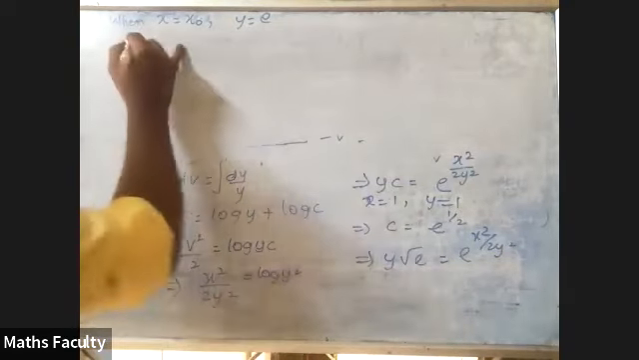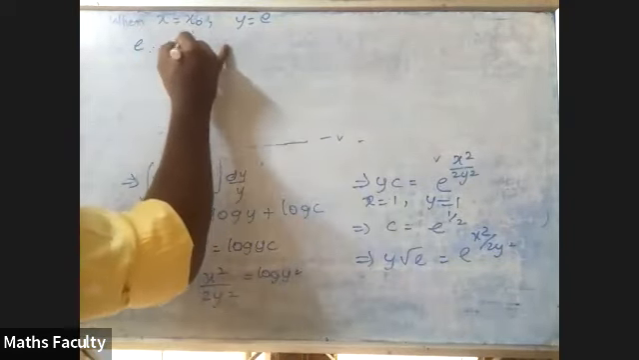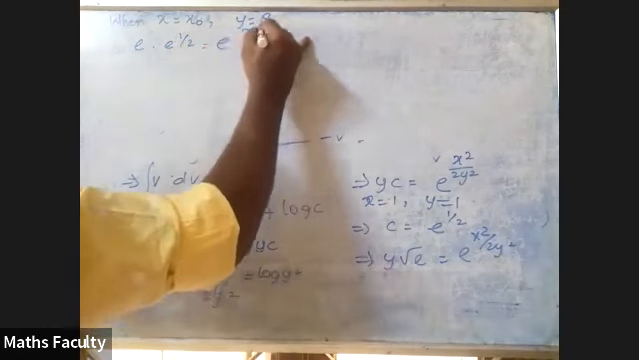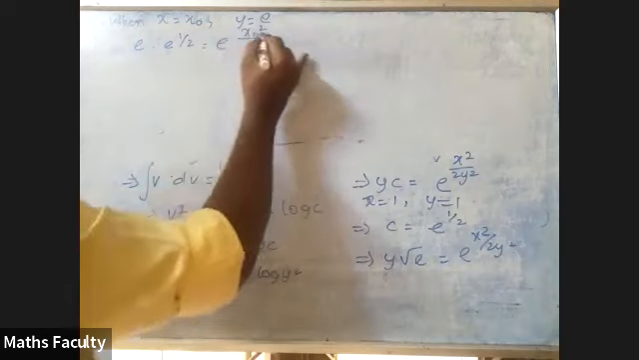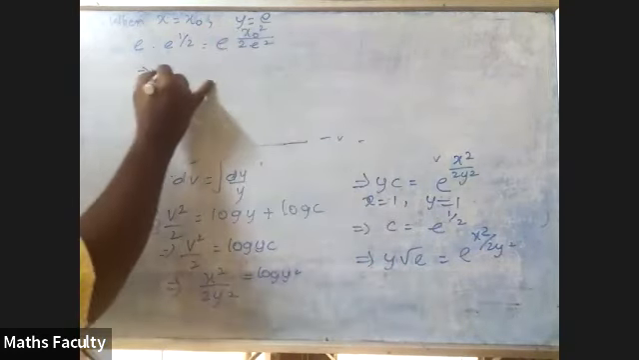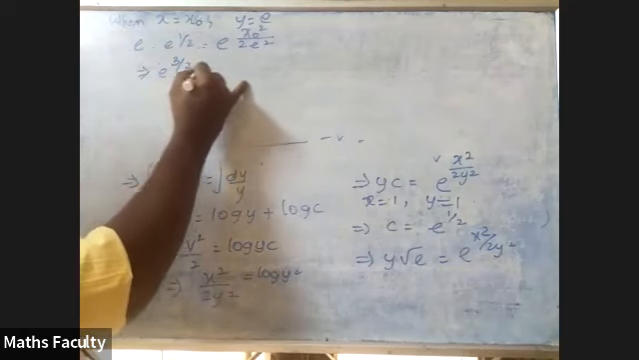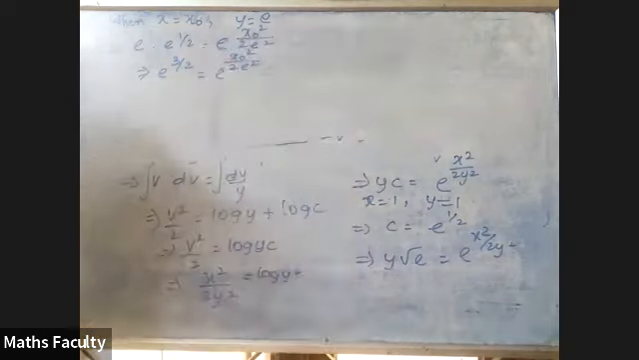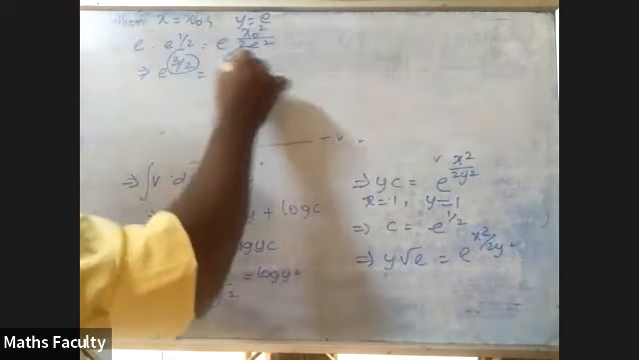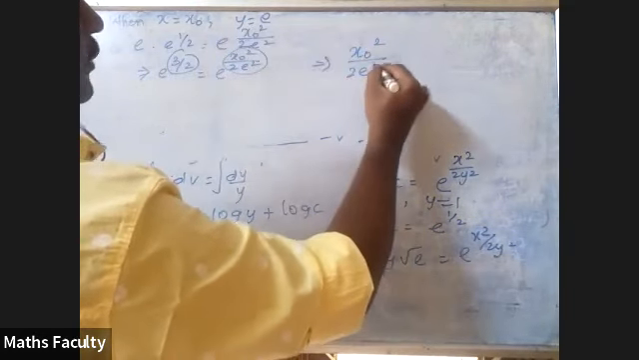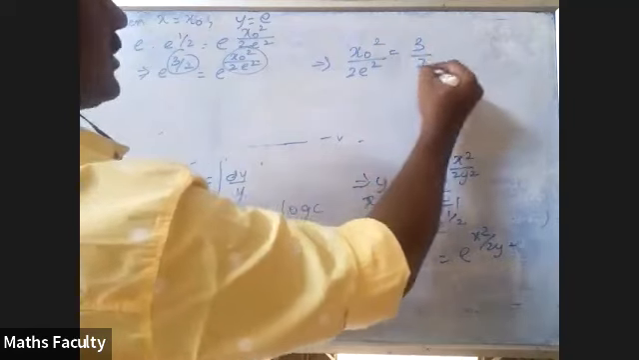I can write this as e root e means e power 1 by 2. E power, your x is equals to x naught square divided by 2y square, 2 into e square. Now you just simplify e power 1 plus 1 by 2, 3 by 2, e power x naught square divided by 2 e square. Okay, now you compare the powers: 3 by 2, x naught square by 2 e square, which is equals to 3 by 2.